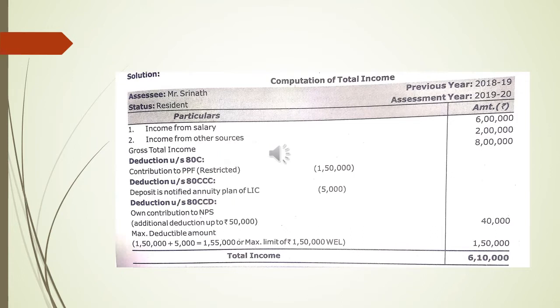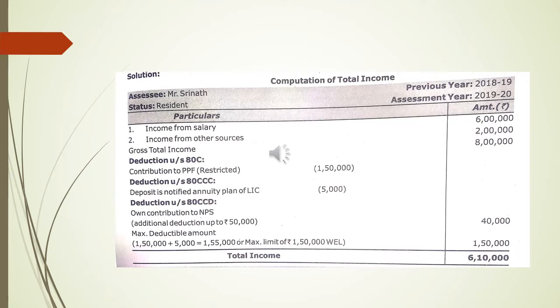So now deductions under 80C. Own contribution to PPF, Public Provident Fund, up to 2 lakh rupees. It is exempted from tax. You can claim it as deduction. So 2 lakh rupees or an amount of 1,50,000, whichever is less. So 1,50,000 becomes eligible for deduction. Under 80CCC, LIC annuity plan deposit notified under annuity plan of LIC, rupees 5,000. So 5,000 or rupees 1,50,000, whichever is less. So 5,000 is claimed as exemption.